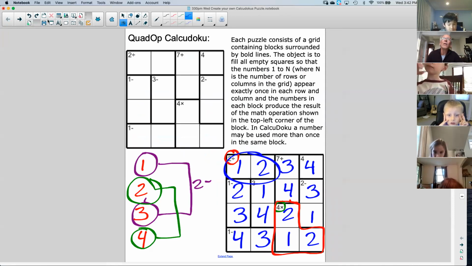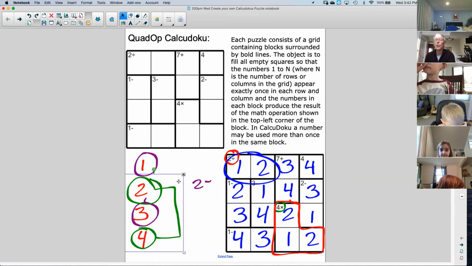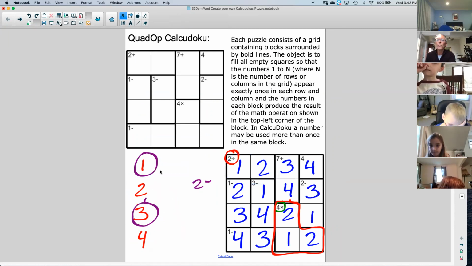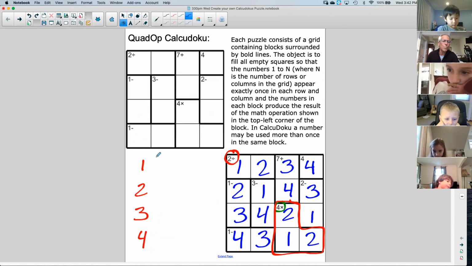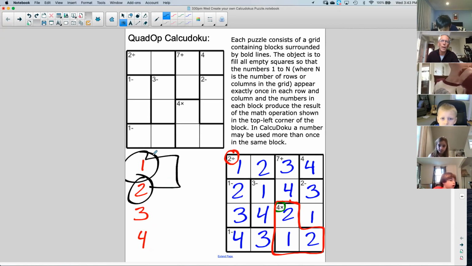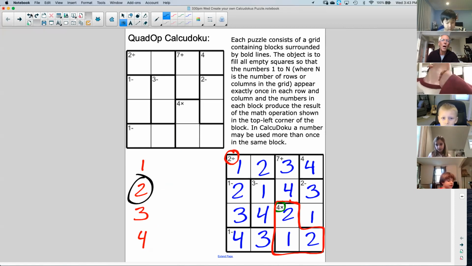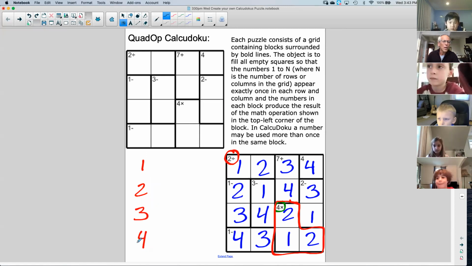Now, can anyone give me another combination for 2 divided? No. Okay. What's another combination for 2 divided? So another group of numbers that can divide to make 2. You already used 2 divided by 1, but what's another one? Aaron, are you looking at the numbers? Jeremy, do you think you know?